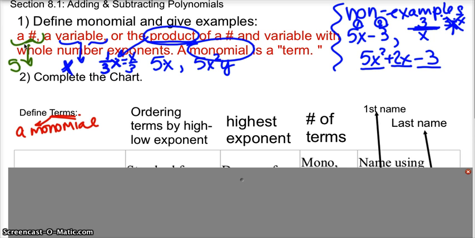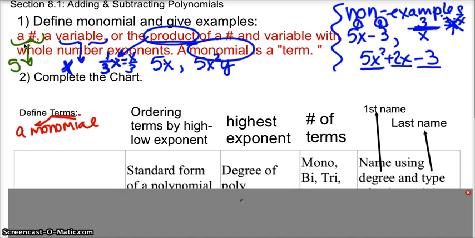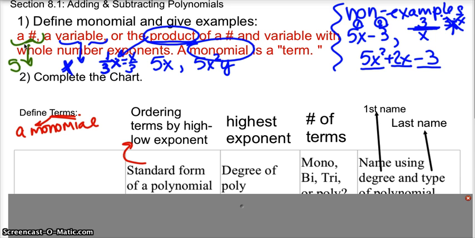And monomials are the examples up above. When we talk about standard form, a standard form of a polynomial is how you're going to order it. You're going to order the terms alphabetically by highest exponent to lowest exponent. And when we talk about the exponent, we're looking at the exponent on the variables.